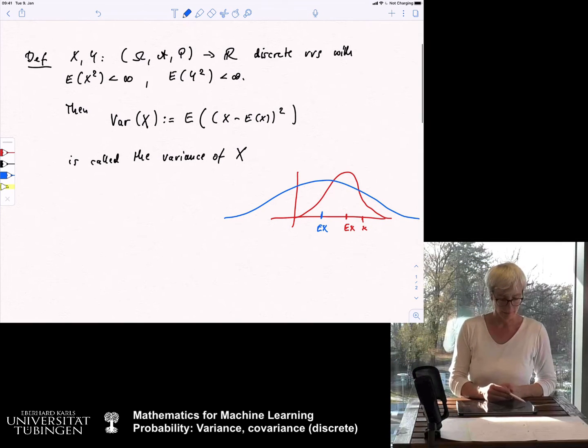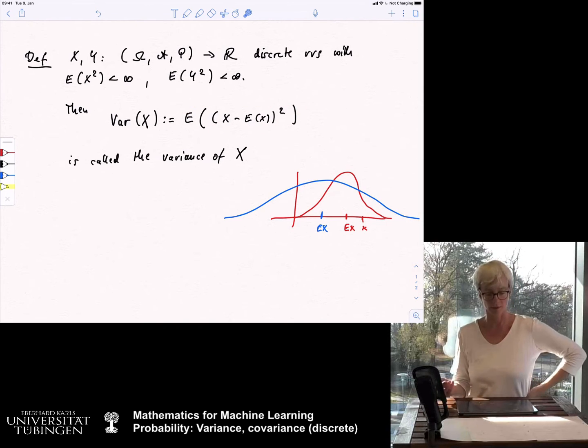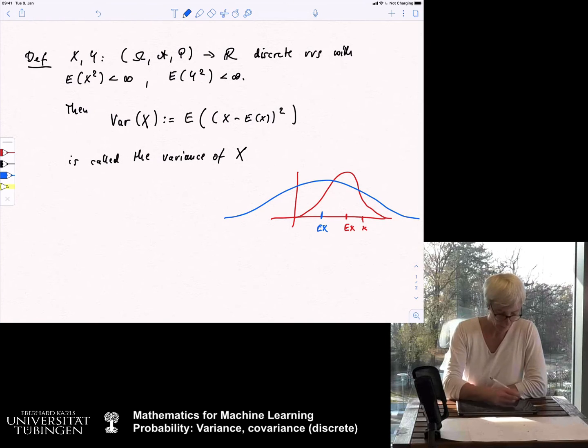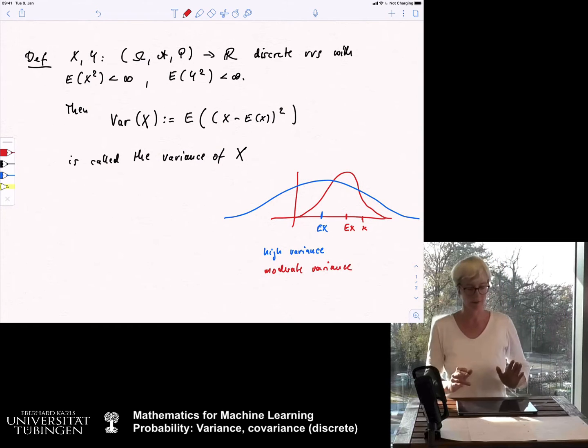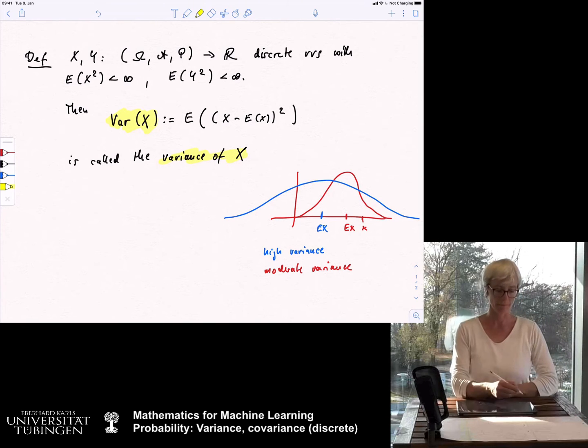The blue curve on the other side, the deviations are much larger. So the expected value of this deviation, this is what the variance is about, would be much higher. So maybe I write just: this has a high variance, and the red guy has a moderate variance. Well, whatever high and moderate now means, but that's the intuition we should have. Okay. And so this is the variance of a random variable.